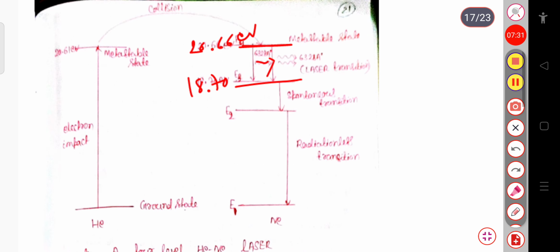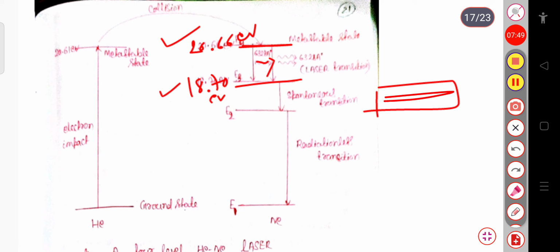So first of all, because of the energy difference, when it jumps from this higher state to the lower 18.70 eV state, it will emit the photon of wavelength 6328 angstrom, and this emitted photon will move back and forth in this helium neon tube, or your discharge tube. It will get reflected once more, so that it will emit a fresh photon of wavelength 6328 angstrom. Okay, and this will cause the laser transition.